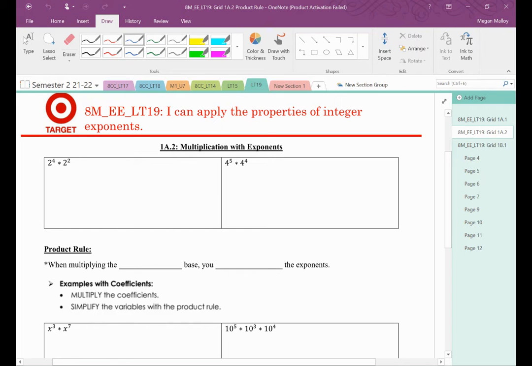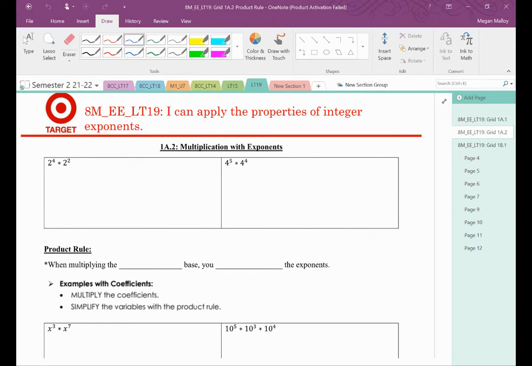All right, we are going to be looking at Learning Target 19. I can apply the properties of integer exponents. We will be focusing primarily on multiplication with exponents. So as we discussed in the last video, exponents are attached to a base, and it is a way for us to show repeated multiplication.